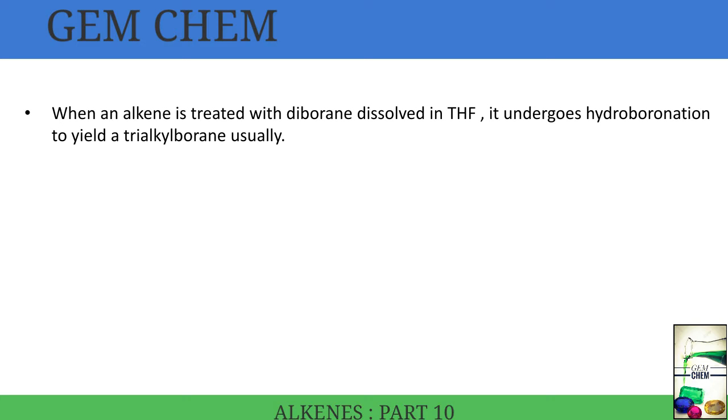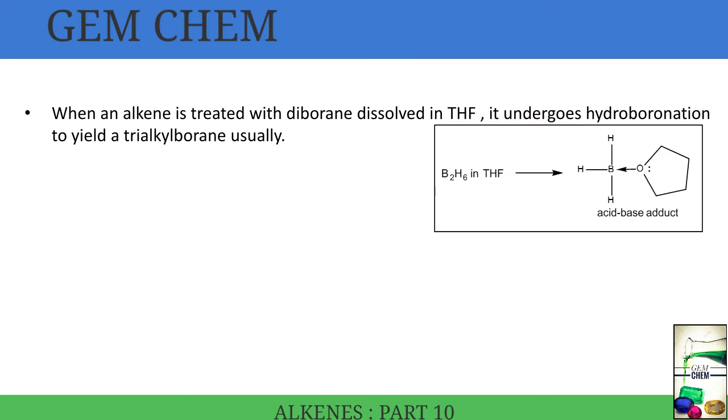Now what do we mean by hydroboronation? It is basically an addition of a hydrogen and boron across a double bond. When an alkene is treated with borane dissolved in THF, it undergoes hydroboronation to yield a trialkyl borane usually. Diborane, when dissolved in THF, forms an acid-base adduct.